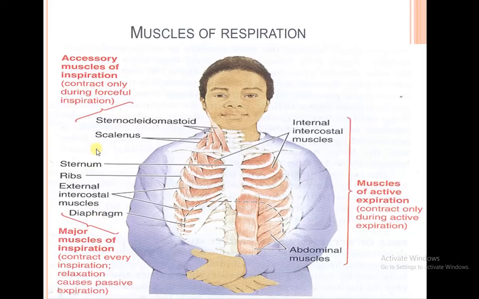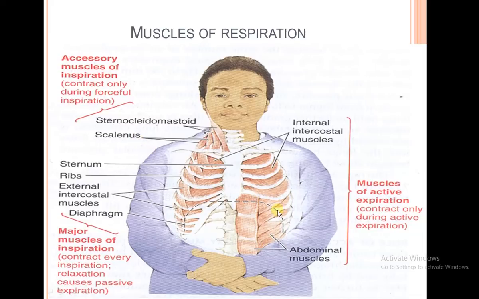While during forceful inspiration, accessory muscles also contract, and the accessory muscles of inspiration include the sternocleidomastoid, scalenus muscle and serratus anterior, which is not shown here. So three muscles are there which are the accessory muscles of inspiration. Again I am repeating: the sternocleidomastoid, scalenus muscle and serratus anterior, or you can say the neck muscles, are the accessory muscles of inspiration. Now coming to the muscles of expiration.